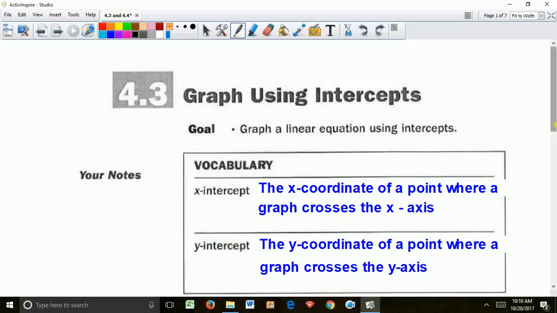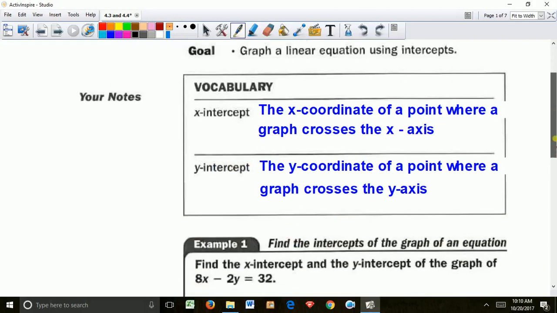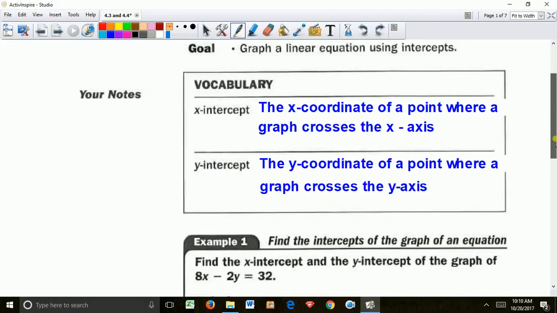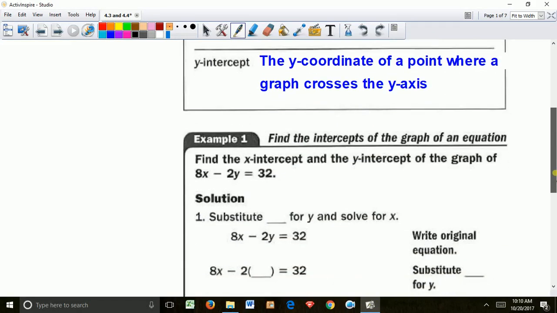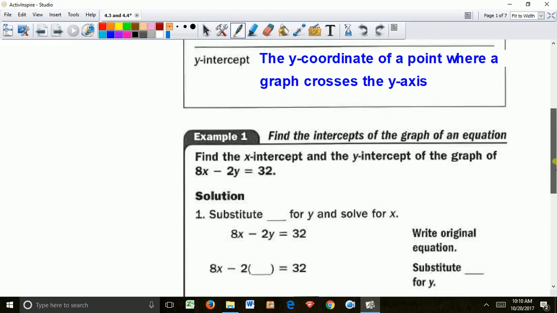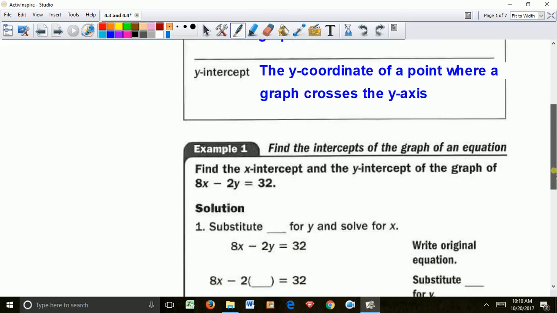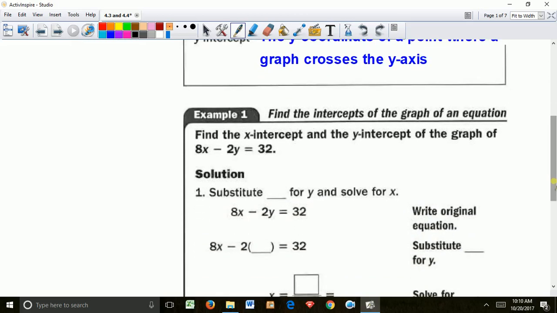In 4.3, the goal is to graph linear equations using intercepts. Your x-intercept is the x-coordinate of a point where a graph crosses the x-axis. The y-intercept is the y-coordinate of a point where a graph crosses the y-axis. In example 1, they want you to find the intercepts of the graph of an equation.